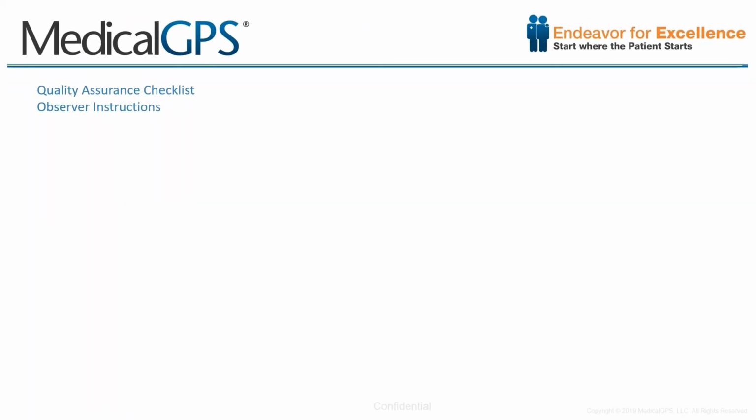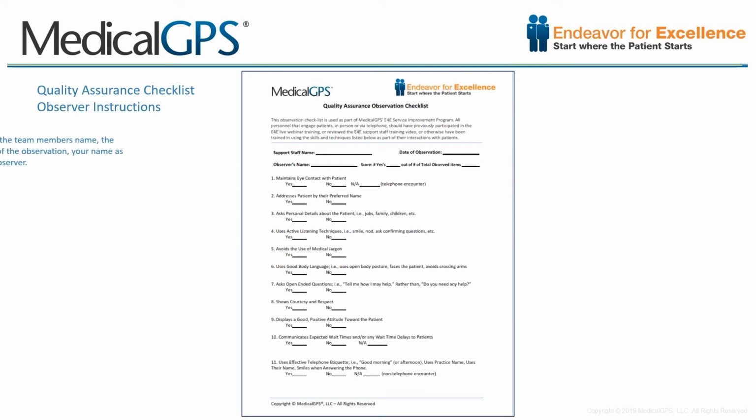Now we'd like to offer some general instructions for you for conducting quality assurance observations and using the quality assurance checklist. While the checklist is self-explanatory in many ways, there may be some tips and techniques that we've learned over the years that we can share with you that will help you make your observations as good as they can be for your team members.